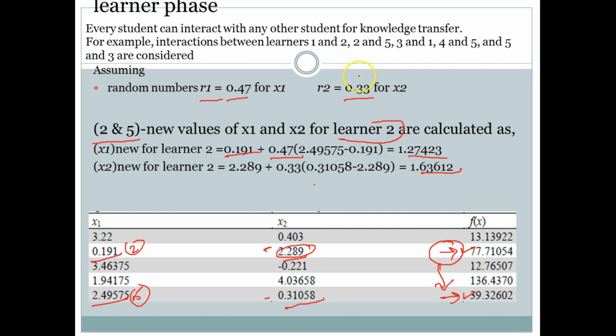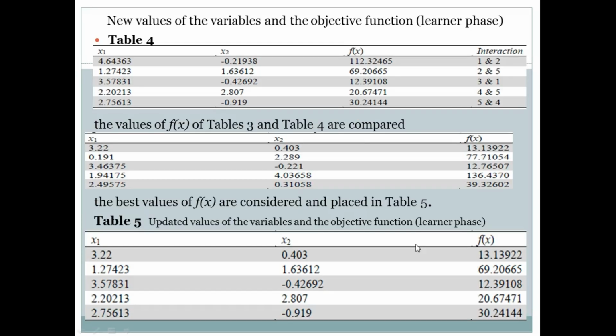and we will find the new value for x1 and x2, and then again we will calculate the effect on the objective function. If the new objective function is found to be better, then the values are acceptable, otherwise we will ignore this value. For example, after doing the calculation, meaning after interaction between 1 and 2, 2 and 5, 3 and 1, 4 and 5, 5 and 4, we get this new value and the corresponding objective function value. Here we have to decide whether these new values are accepted or not. This we can do by comparing it with the previous result that we obtained in table 3.